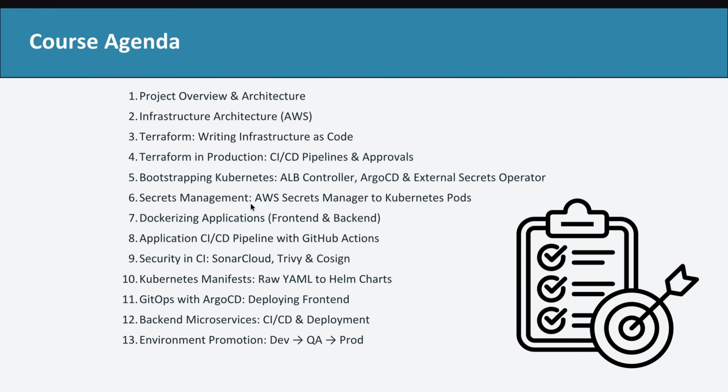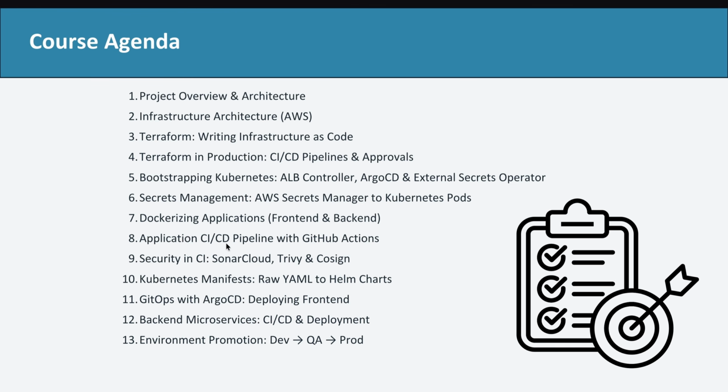Next, secret management, where we use application and database credentials. So I will show you where to store them and what is the secure way to access them. Next, Dockerizing applications. We are using 9 microservices, 1 for front end and 8 for back end. So we need to write Docker files for each microservice.